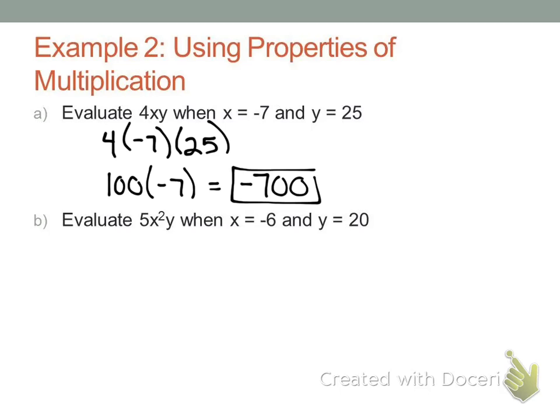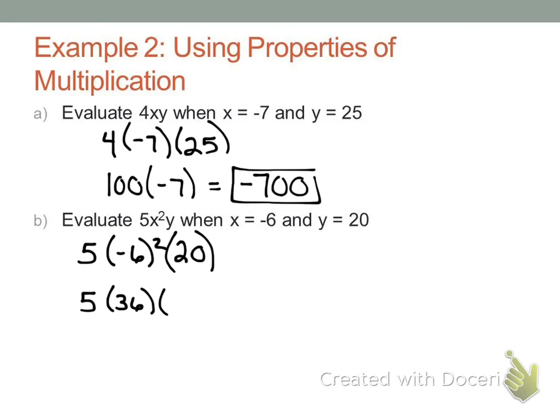All right, now let's look at the next one. 5 times negative 6 squared times 20. All right, so what do I need to do first? Just tell me, what do I need to do first? Nope. I need to do my exponent. Very good. So now I have 5 times 36 times 20.